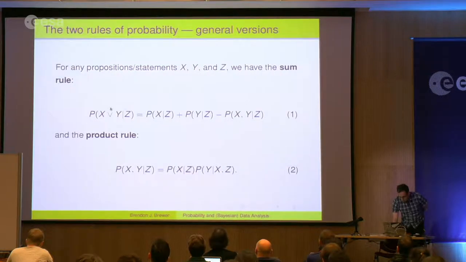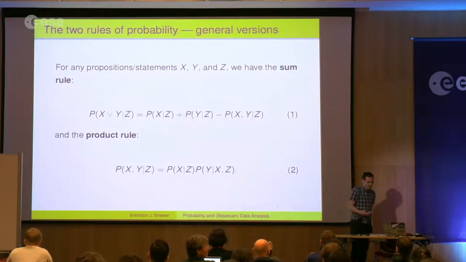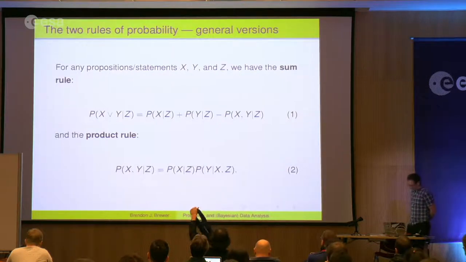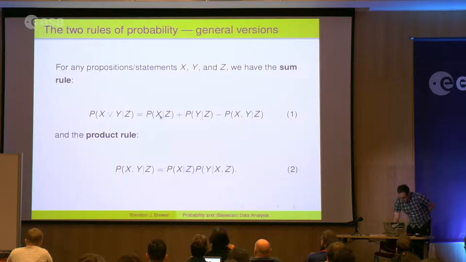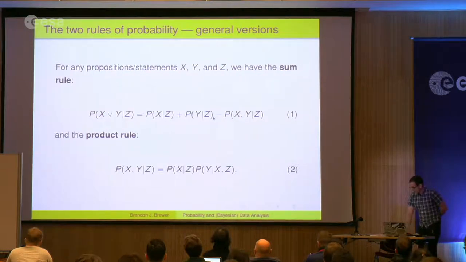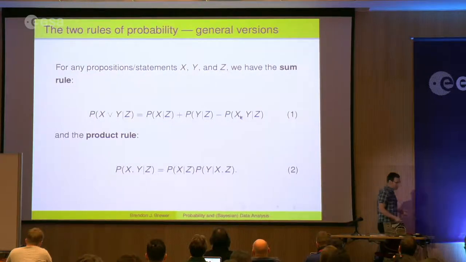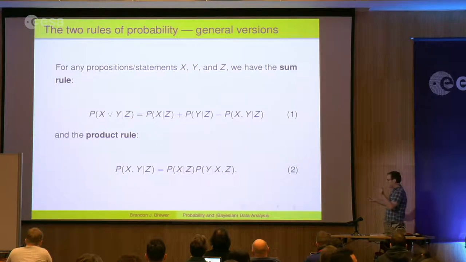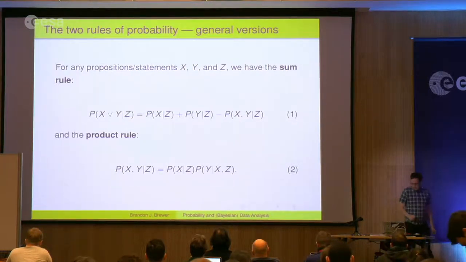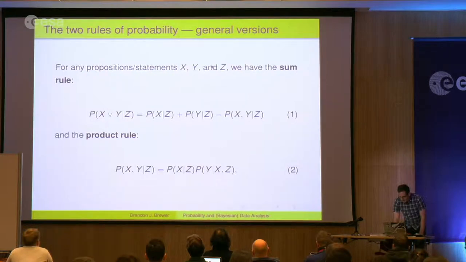The probability of X or Y given Z, where the vertical bar means given, or assuming that Z is true, or conditional on Z, is equal to the probability of X given Z, which is how likely is it that X is true under the assumption that Z is true, plus the probability of Y given Z, minus the probability of X and Y given Z. I'm using the comma to denote the logical and, like you would have in a programming language, where if you have something that's true and something that's false, and you and them together, since they're not both true, the result would be false. So this applies for any three statements or propositions X, Y, and Z.